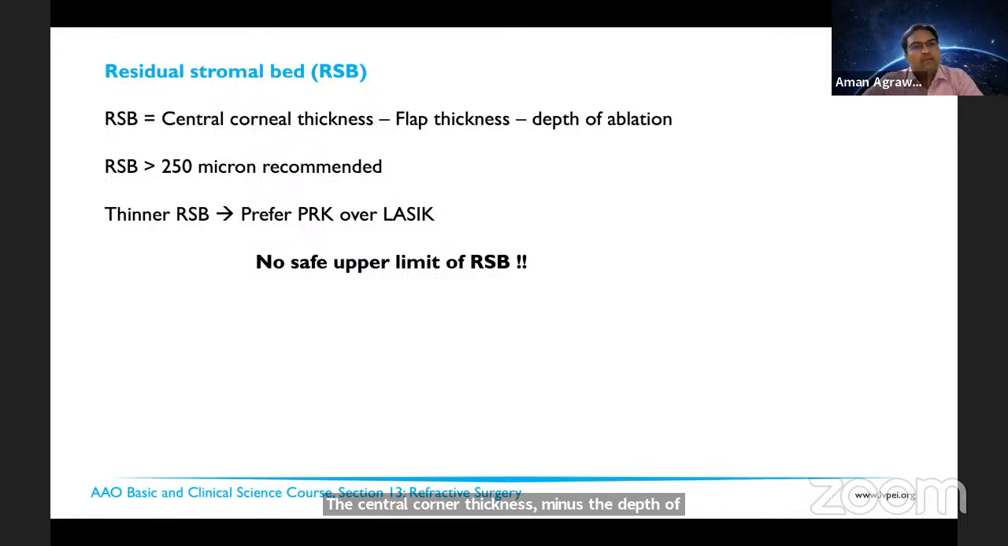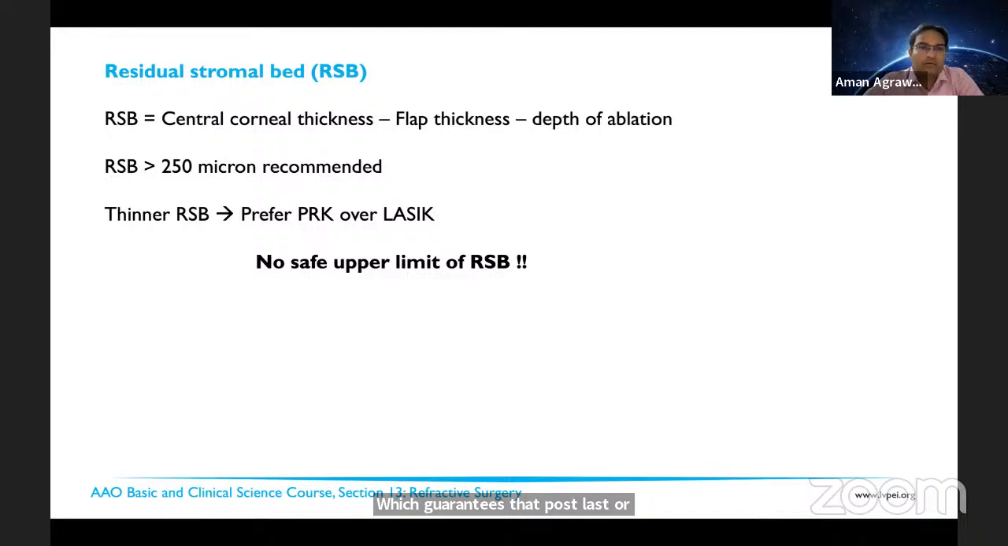In the literature, it has been suggested that a residual stromal bed of more than 250 micron is recommended. If we see that the residual stromal bed is on the thinner side, it is better to prefer PRK over LASIK. However, there is no safe upper limit of residual stromal bed, which guarantees that post-LASIK or post-refractive surgery ectasia won't occur.